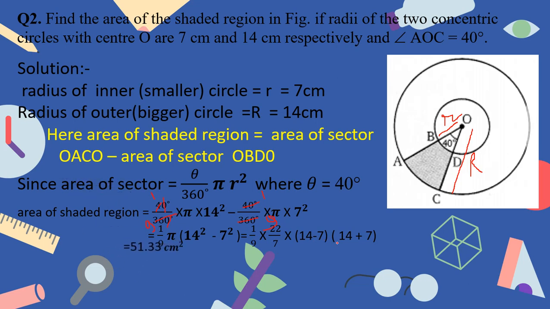Then we get the product of all these terms is 51.33 centimeter. So we can say area of the shaded region is 51.33 centimeter square. So these steps, when we further simplify, we get this 51.33 centimeter square.